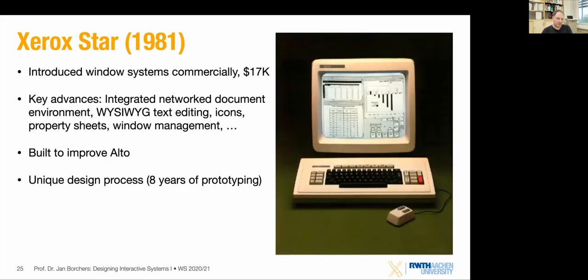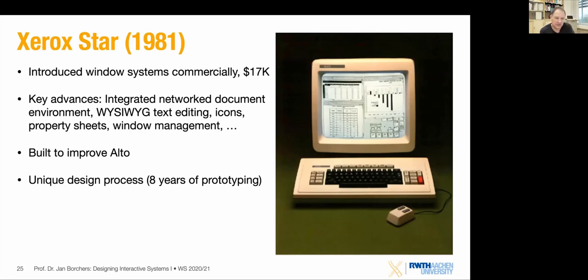8 years later, which sounds like a really long time, and it kind of is, certainly from today's point of view, but 8 years later, the Xerox Star was complete. The Star was the follow-up to the Alto that actually introduced the whole idea of a graphical user interface with windows and mouse pointers, etc., commercially. You could buy it for about $17,000 in 1981. That's a lot of money in today's currency.